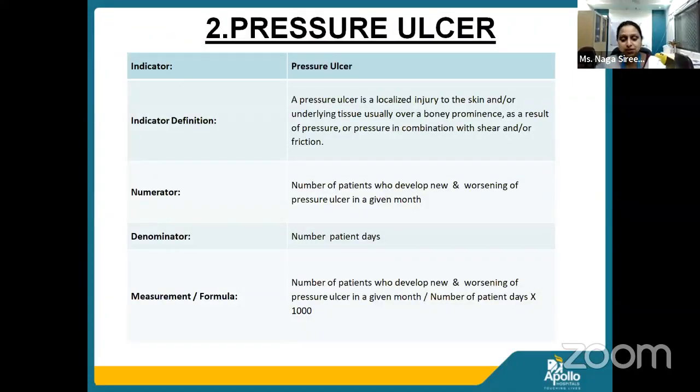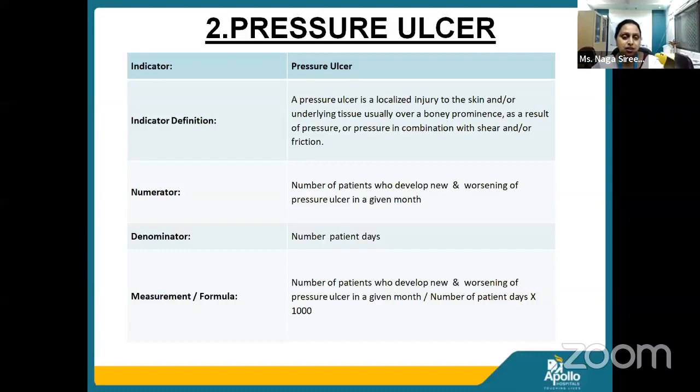Coming to the pressure ulcer, which is very, very important. A pressure ulcer is a localized injury to the skin, and it depends upon the stages, whether it is just starting with a blister, stage 1, coming to stage 2, coming to stage 3. Nurses are the primary people responsible for taking care of the pressure ulcer, although the medical team will also help us on how to prevent it.